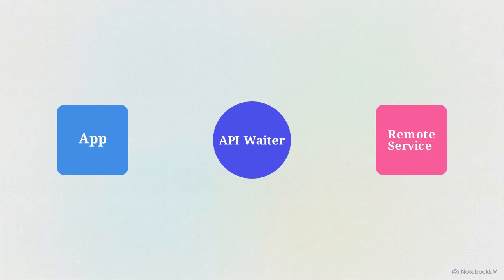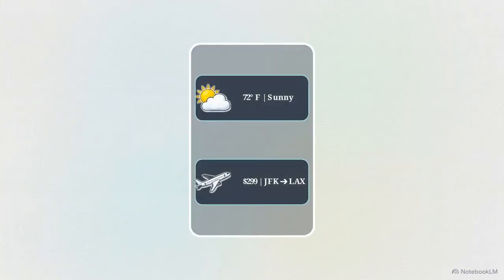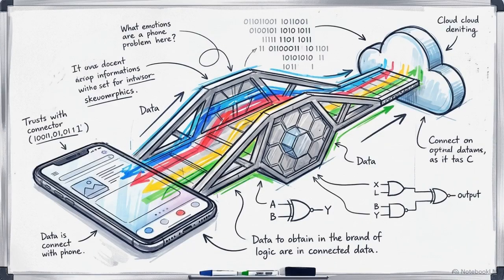Think of an API like a digital waiter. Your app sends a request to the waiter. The waiter fetches the specific data from a remote service and delivers it right back to your layout. APIs act as digital bridges, pulling in live data to turn a static prototype into a dynamic, useful tool.